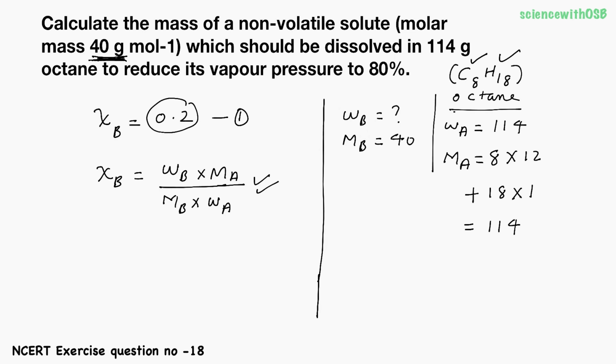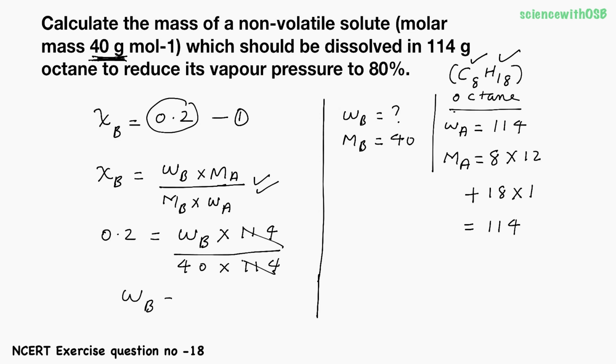Chi B is 0.2. WB we have to find. What is MA? 114. What is MB? 40. What is WA? 114. You can cut this directly, right? So what is the mass of solute? 40 into 0.2. On multiplying, what you will get? 8 gram. So we got the mass of non-volatile solute.